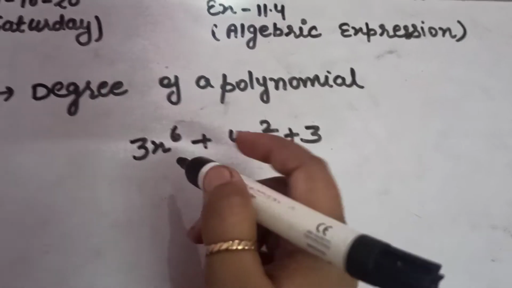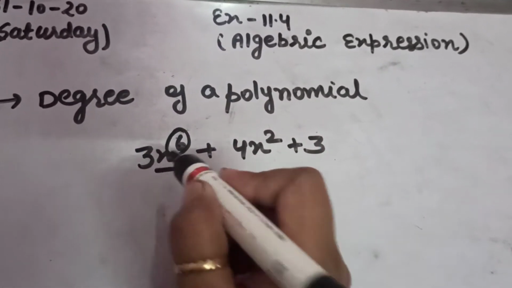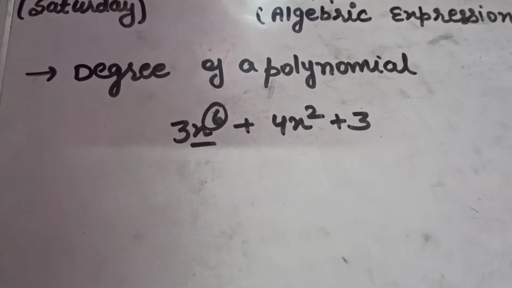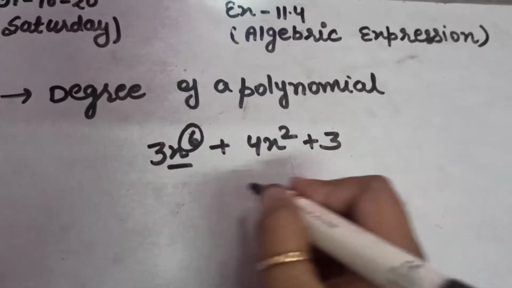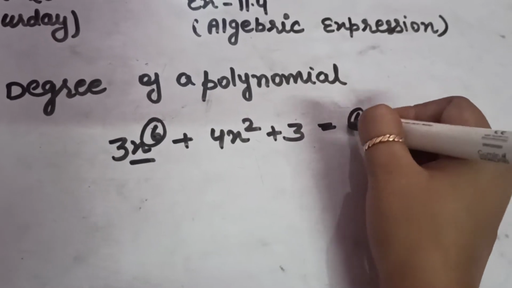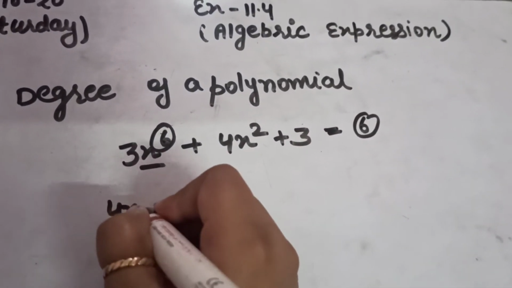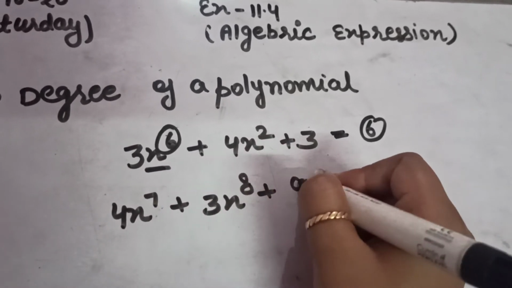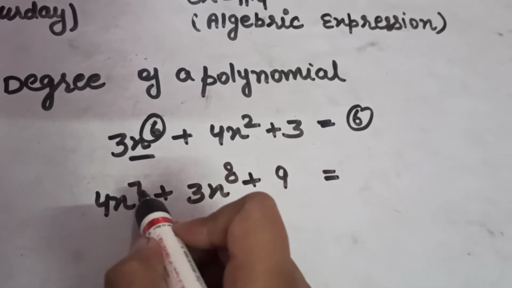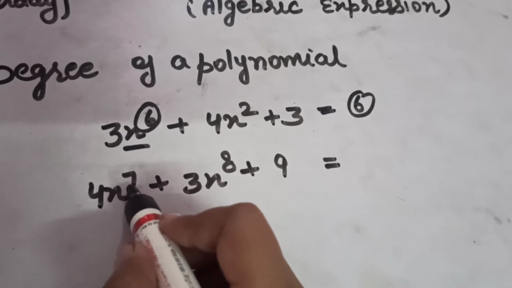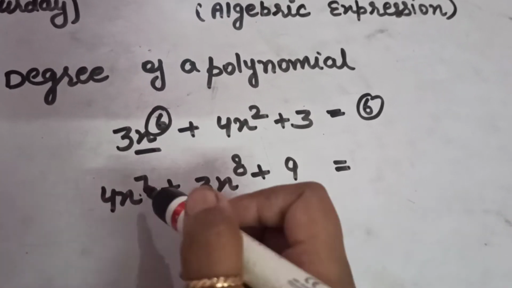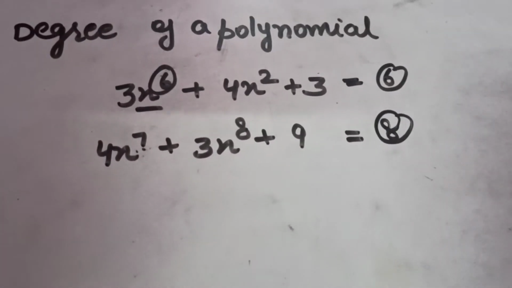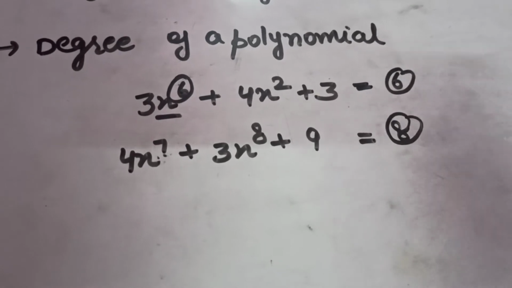The largest exponent of the variable in any polynomial is known as the degree. So the degree of this polynomial is 6. If it is like this, then in this, firstly the exponents or powers are 7 and 8. So the largest one is 8. So the degree of the polynomial is 8. Right, students? Clear to everyone?